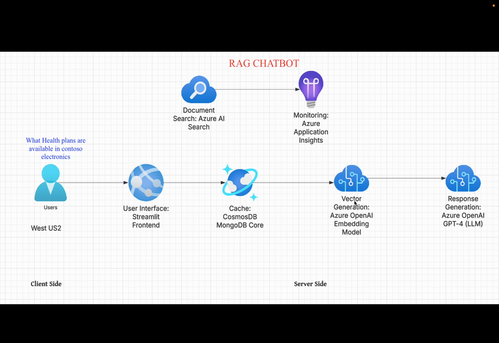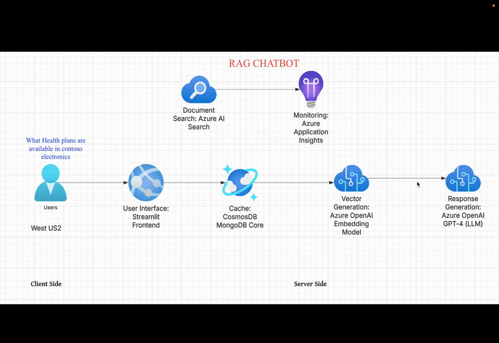to the Azure OpenAI embedding model to generate a vector representation. The vector representation is used to search for documents. It is compared with the vectors stored in AI Search and retrieves the documents related to health plans and Contoso Electronics. It retrieves documents like the Contoso employee benefits guide and health insurance options.